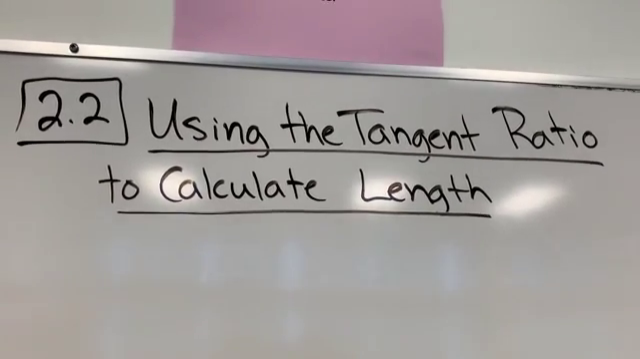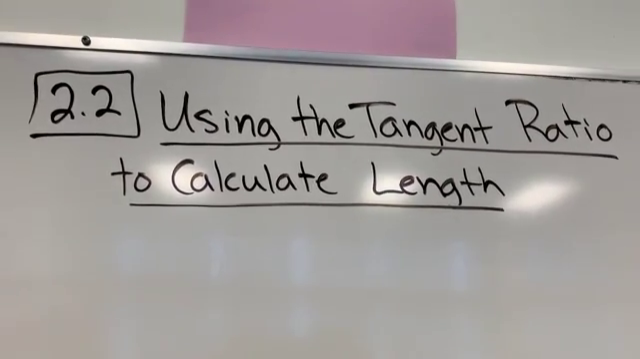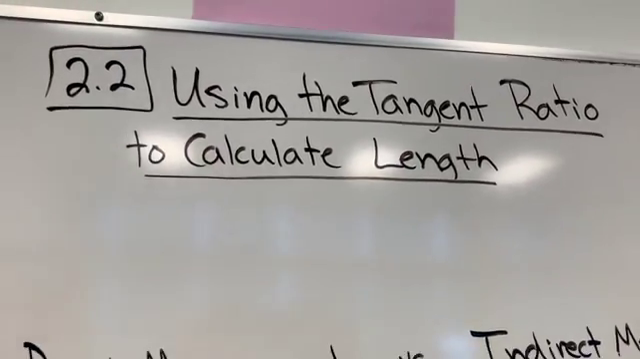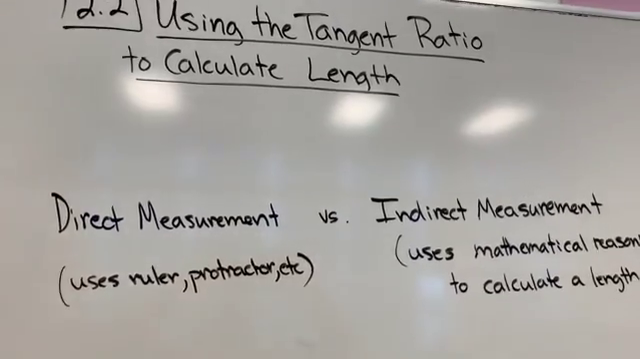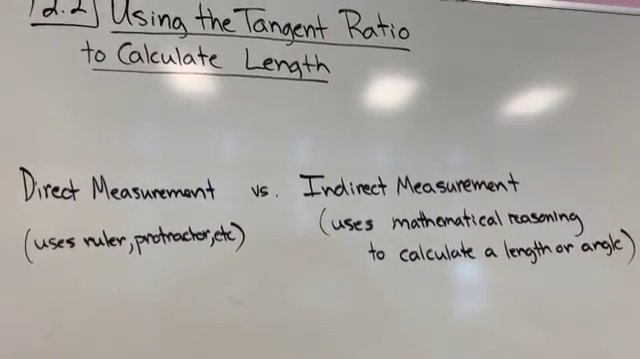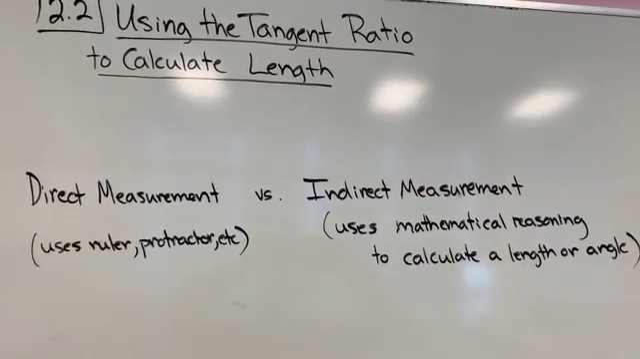Math Hands, this video is the first one for lesson 2.2, where we're going to use the tangent ratio to calculate length. Before we dive into that, just a quick word about direct measurement versus indirect measurement. This is traditionally a huge use of trigonometry.